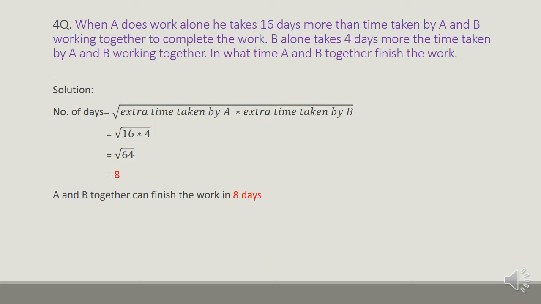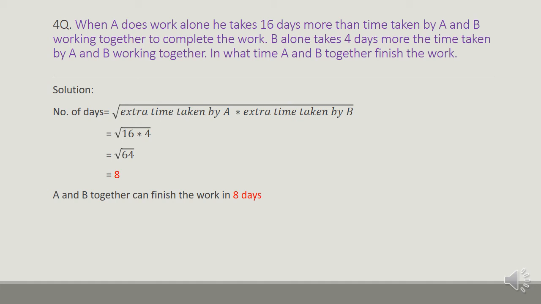Here, when A does work alone, he takes 16 days more than the time taken by A and B working together. B alone takes 4 days more than the time taken by A and B working together. In what time do A and B together finish the work?